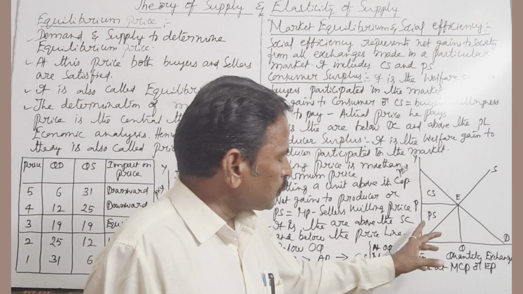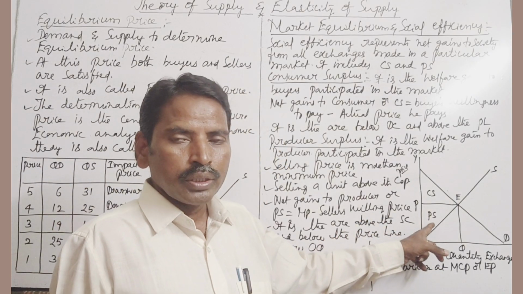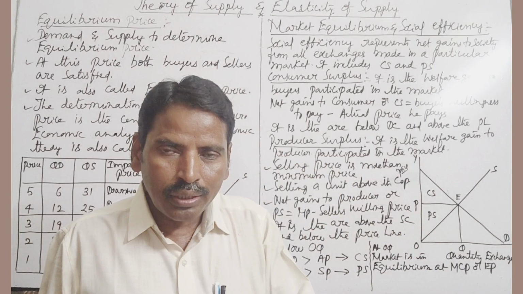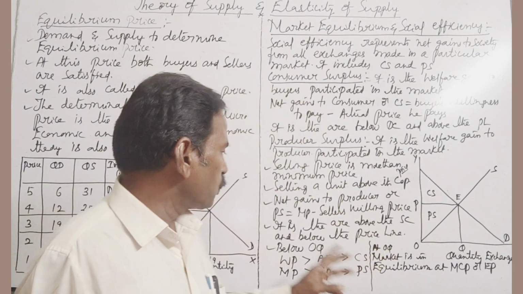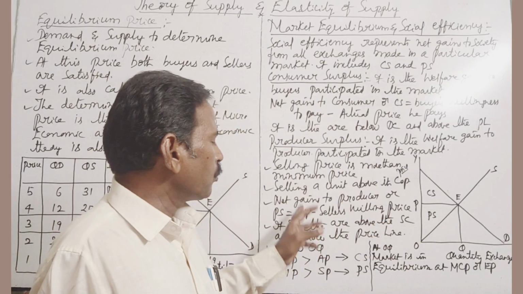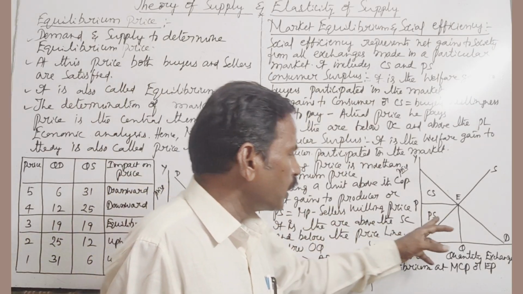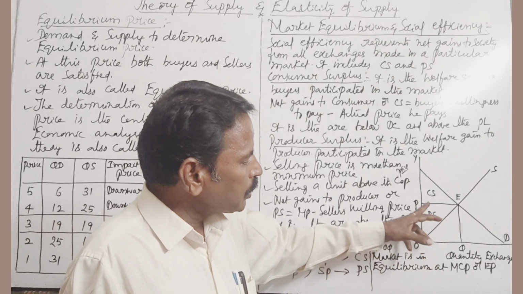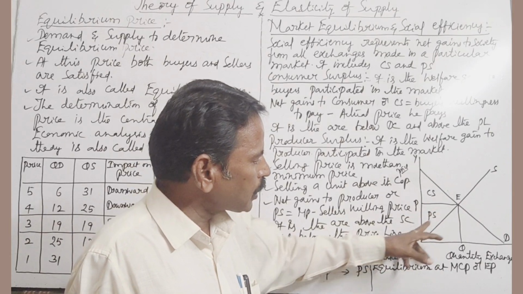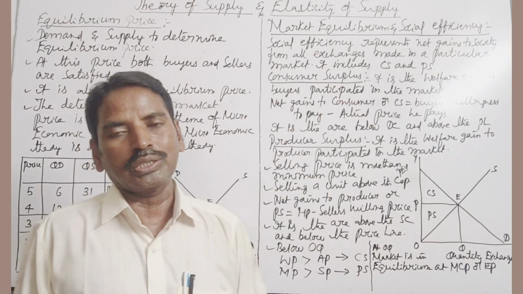Next, producer surplus: the net gains to the producer participating in the market. Producer surplus is equal to market price minus seller's willing price. It is the area above the supply curve and below the price line. This triangle is called producer surplus.